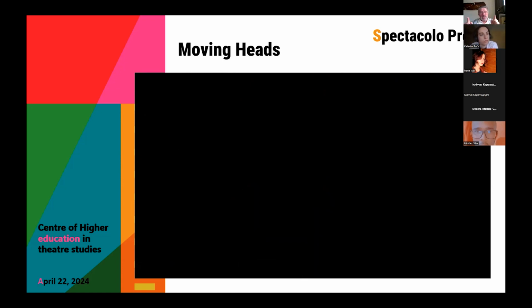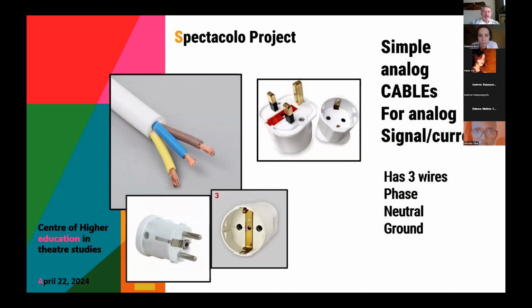First of all, there is the cable, which connects the different equipment. This is a very simple analog cable for analog signal. It has 3 wires: phase, neutral and ground. Let's speak about the cables which connect the projectors with each other and with the other equipment. Well, this is the old fashion of lights: Fresnel, PC, ellipsoids, profile, follow spots, etc.